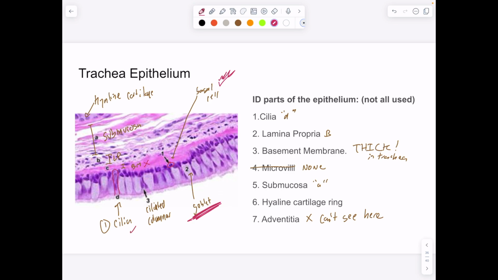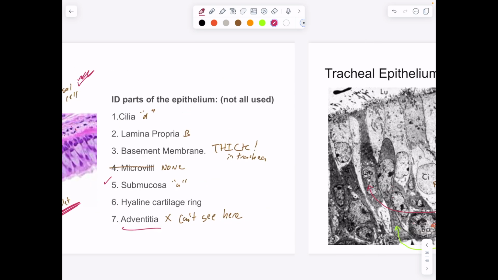Then we have the lamina propria, which is right here, loose connective tissue. Past that we have the submucosa right here, which we know is adjacent to hyaline cartilage. It's loose connective tissue, but it's going to be denser than the lamina propria. That said, lamina propria often has a lot of cell nuclei. All right, adventitia we can't see here, so we'll move on.